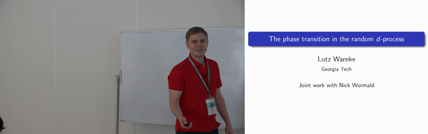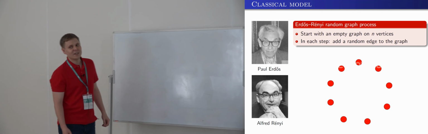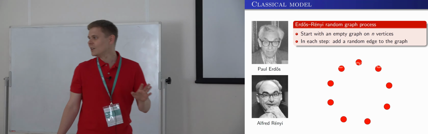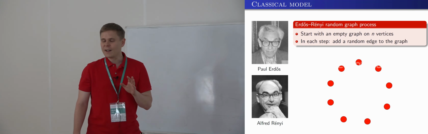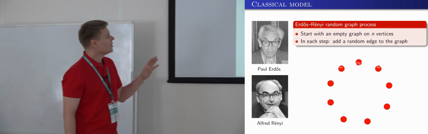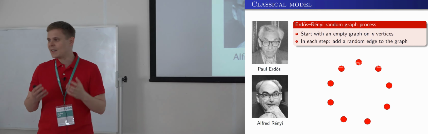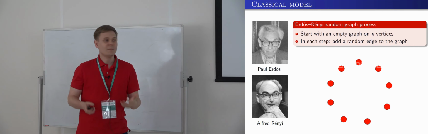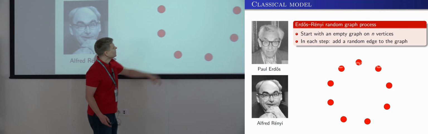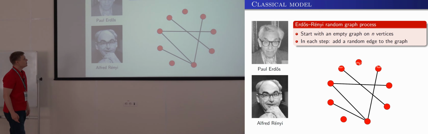Let me remind you what the classical model is in this context, because I know we have a very diverse audience. Here I want to look at the Erdős-Rényi random graph, but in a sequential way. We start with an empty graph on n vertices, and step by step we always add a new random edge to the graph.